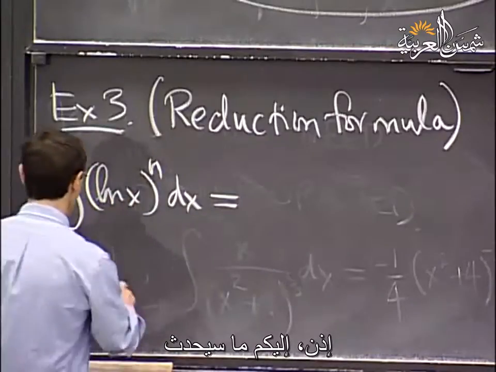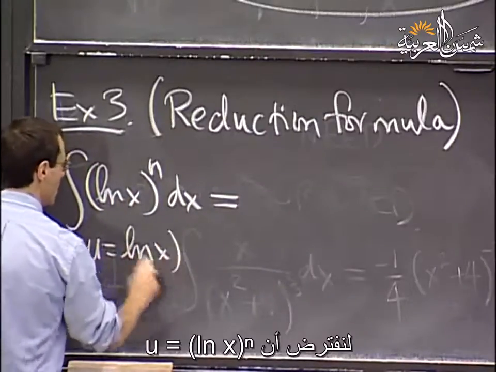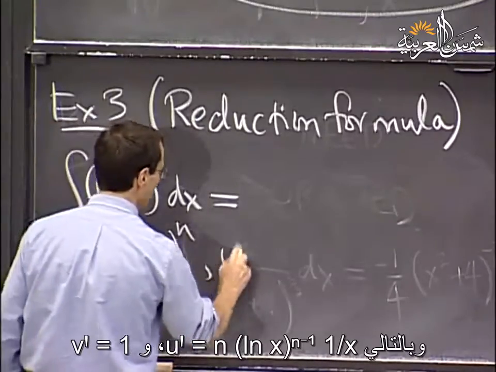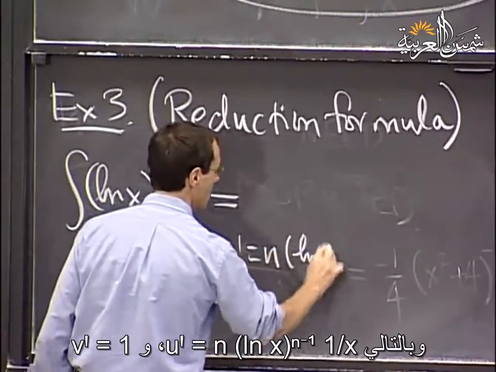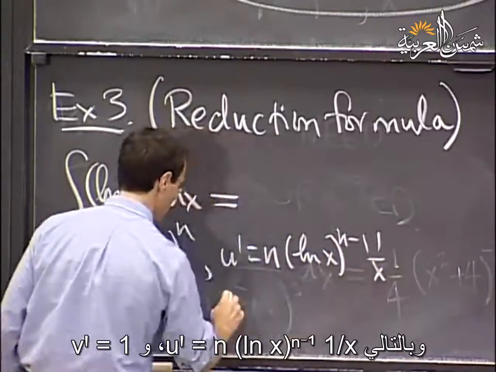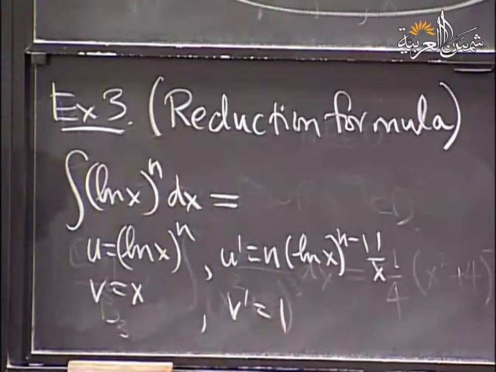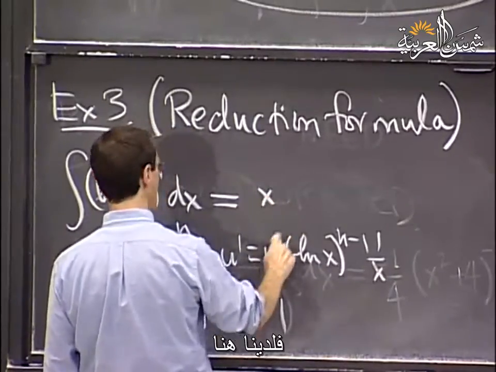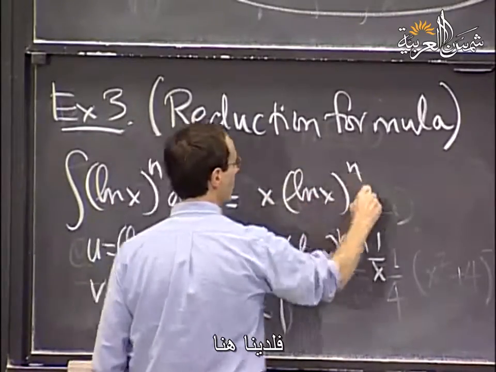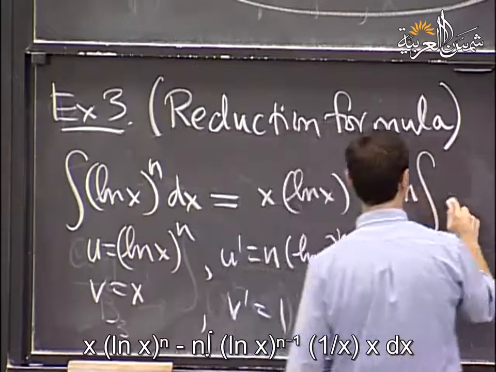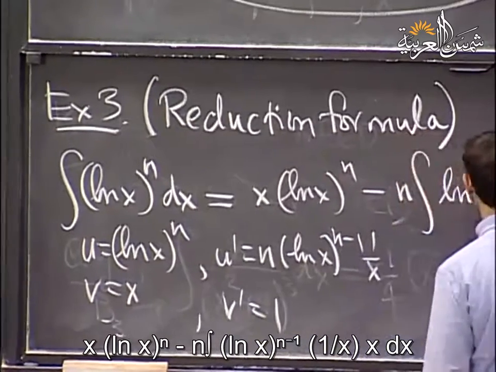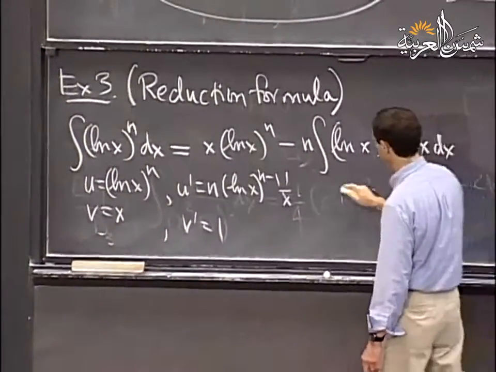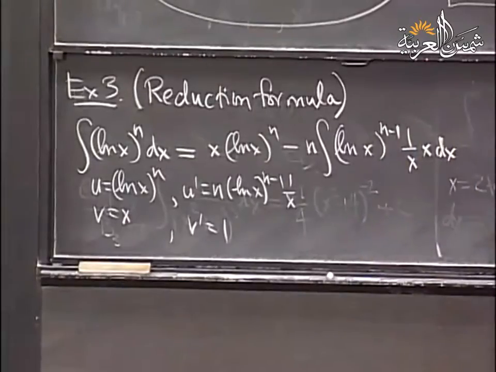So here's what happens. We take u as log x to the nth power. This is the same discussion as before. v is x. And then u prime is n times log x to the n minus 1 times 1 over x. And v prime is 1. And so the setup is similar. We have here x times log x to the nth power minus the integral, and there's n times. It turns out to be log x to the n minus 1. And then there's a 1 over x and an x which cancel. All right?